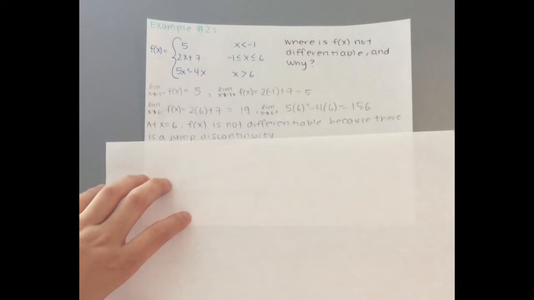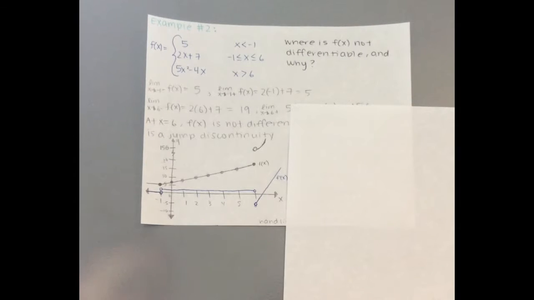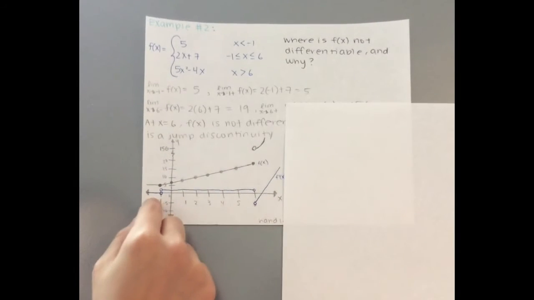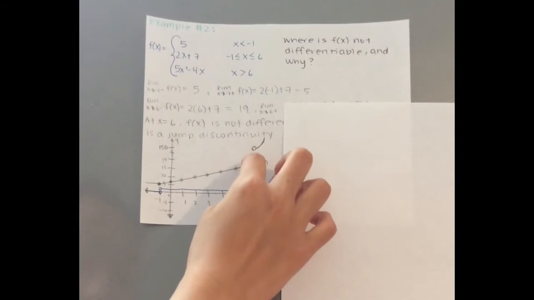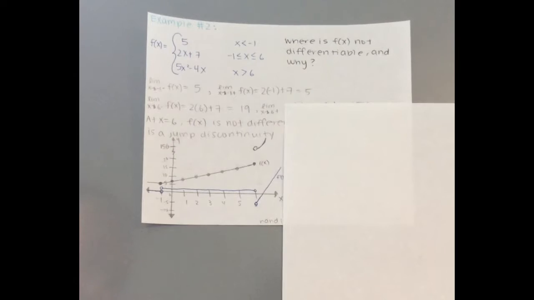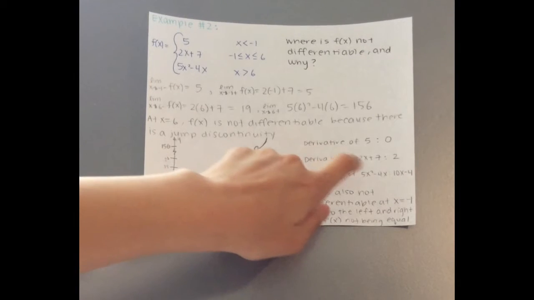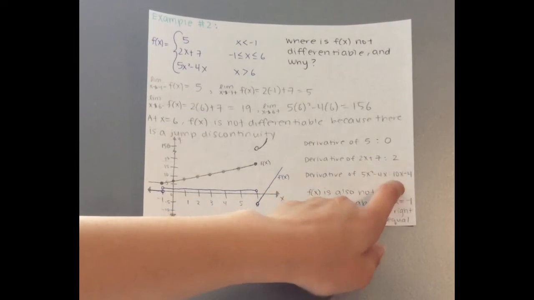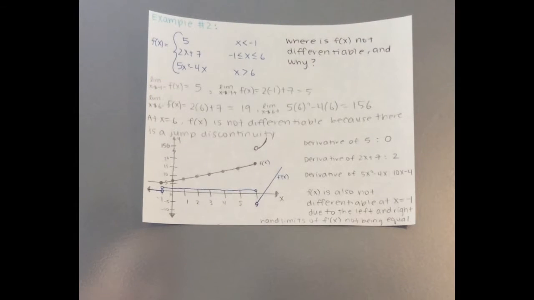except if you graph f of x along with its derivative, you can see that here it might be continuous, but when you graph the derivative, there is a jump because there is a difference in slope. And of course, there's a discontinuity here, so here the derivative is very different. So the conclusion is, the derivative of 5 is 0, and the derivative of 2x plus 7 is 2, and the derivative of 5x squared minus 4x is 10x minus 4. So f of x is not differentiable at x equals -1 also, because the left and right hand limits of f prime of x are not equal.